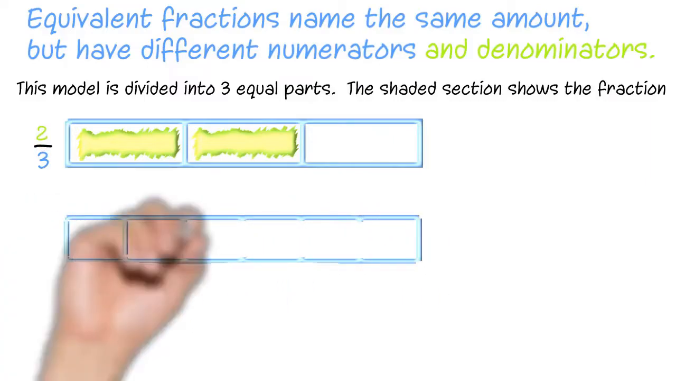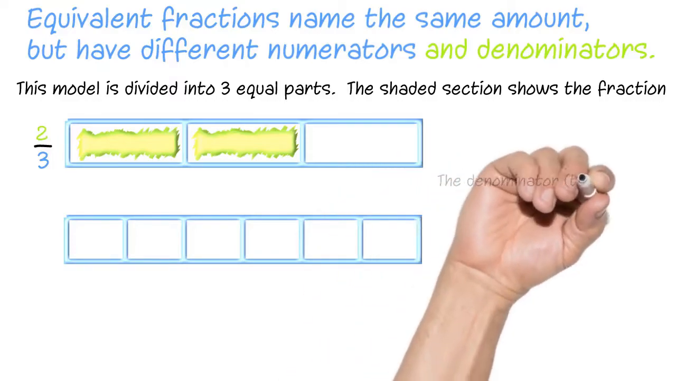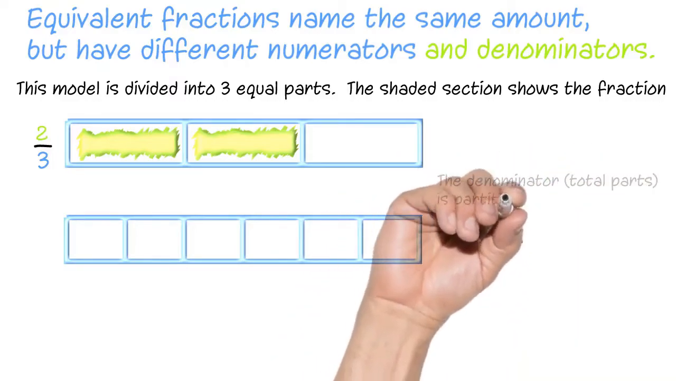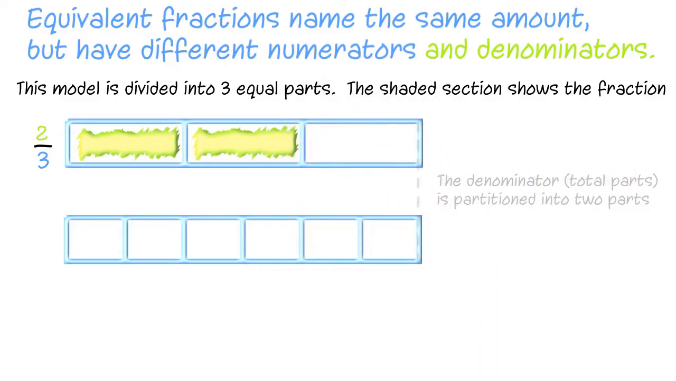The second bar model is divided into 6 groups. The denominator of the first bar model is partitioned into 2 parts. This gives us 6 total groups.